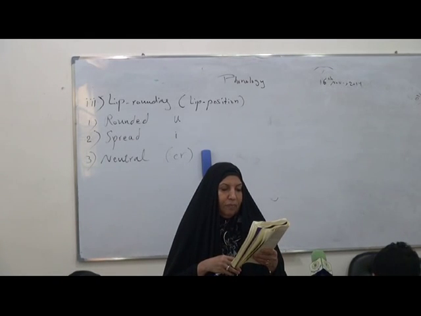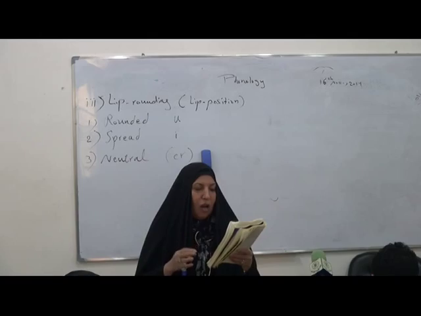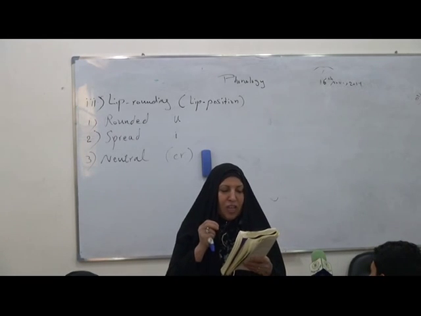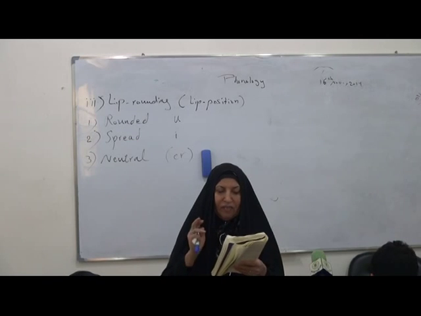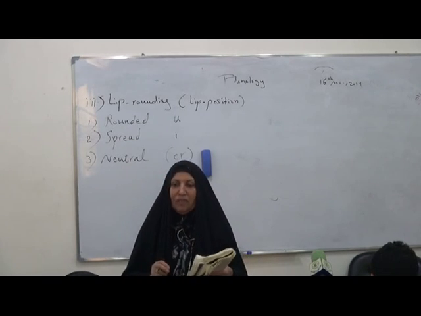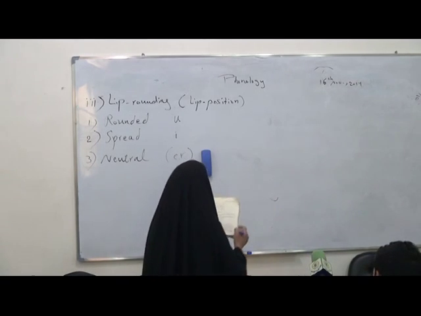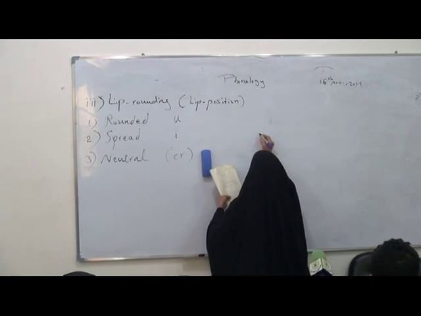Which one? Close and front. Give me the vowel which is close and front. Which one? From this table, from this diagram. Here. Look here. This is the diagram.